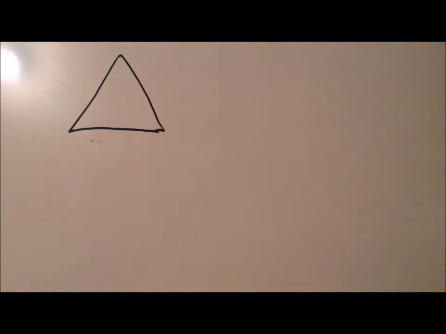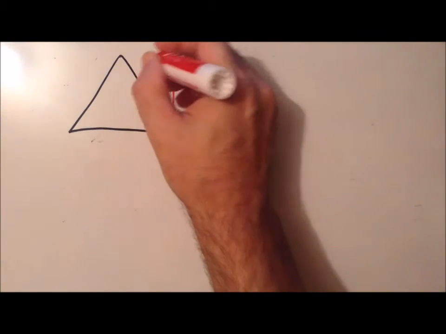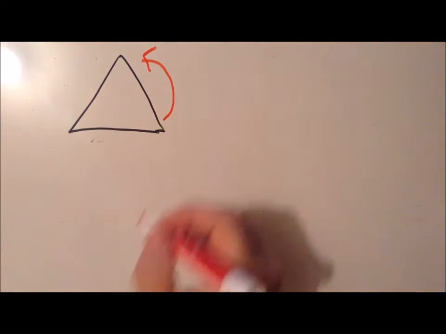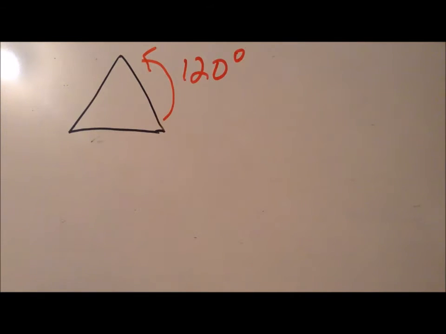Suppose that we start with an equilateral triangle. As you recall, an equilateral triangle has three angles, all of which are 60 degrees. Now let's suppose that we take this equilateral triangle and rotate it counterclockwise by 120 degrees. So what we're going to do is a rotation in this direction by 120 degrees. And we're interested in what the triangle will look like if we do this rotation on the triangle.